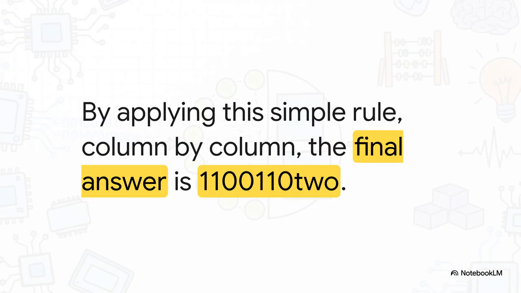So if you just apply that simple carry the one rule every single time a column adds up to 2, you can solve this thing, just going step by step from right to left. It's almost like a little puzzle. And if you follow that one rule, you get your final answer: 1100110. It just goes to show you math is a universal language. It doesn't matter what base you're using.